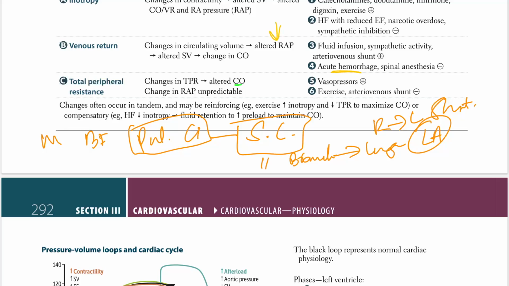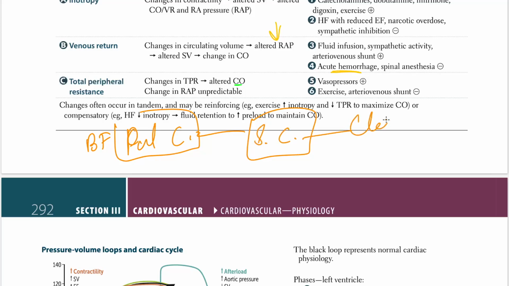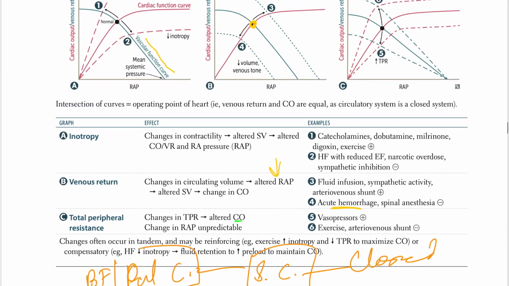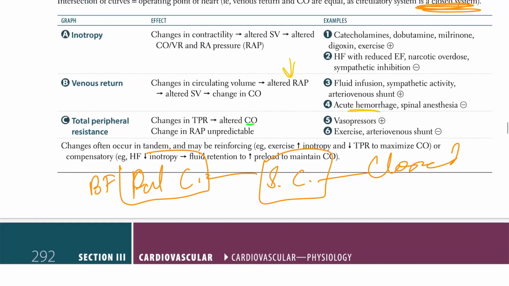So what do I mean by all of this? This is a very high yield point, which is saying that whatever blood flow you have in your pulmonary circulation, which you think is very small, must match the systemic circulation, because we have a closed circuit here. It's mentioned right here, it's a closed system. But there is an exception to this rule. What is the exception? The exception is bronchial circulation.